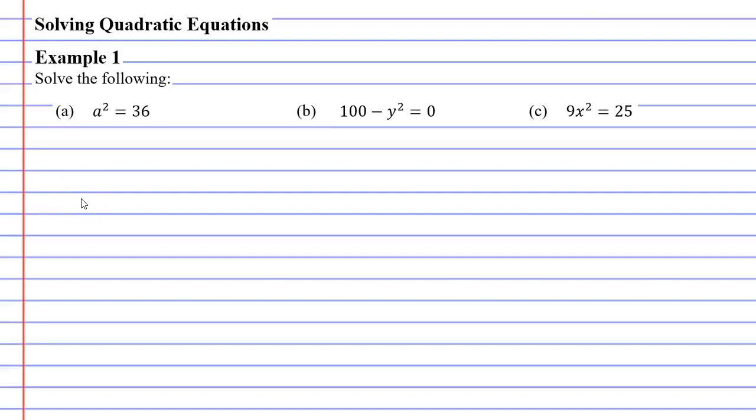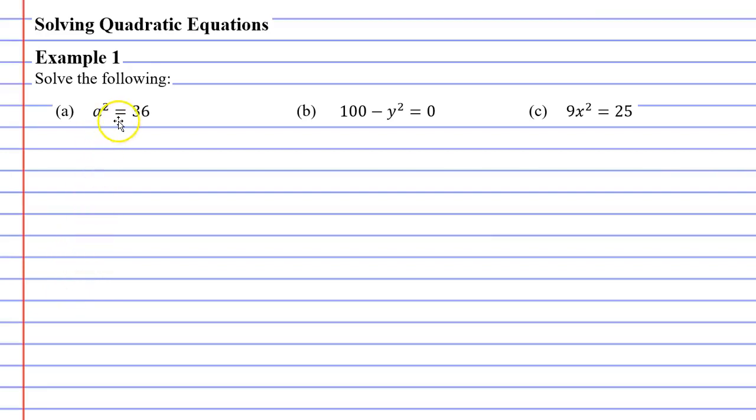In this video we're going to complete example 1 and we're going to solve the following quadratic equations. Now in case you don't know what a quadratic equation is, basically if you have an equation and you have a pronumeral with a power of 2, that's a good indicator that this is a quadratic equation.